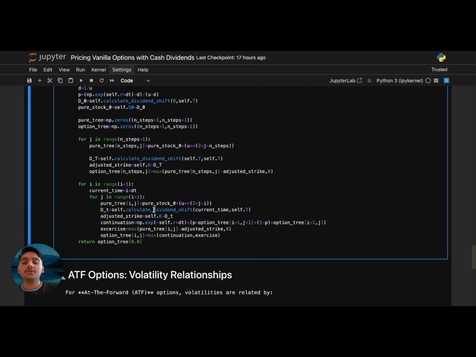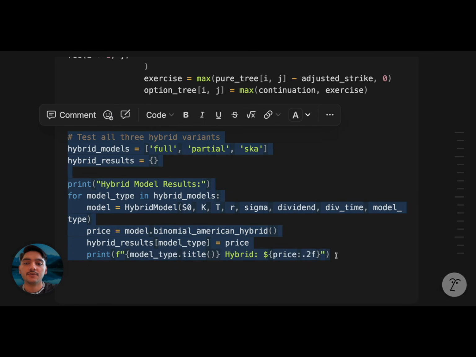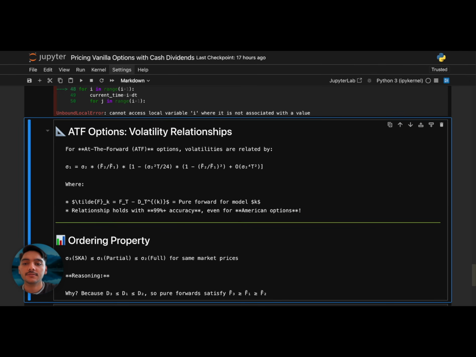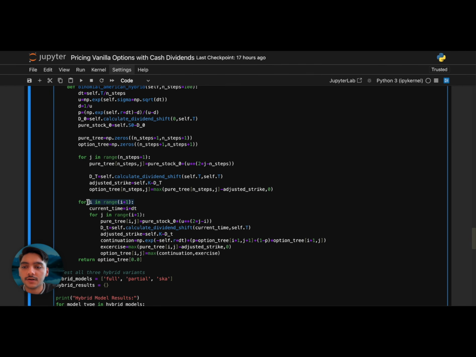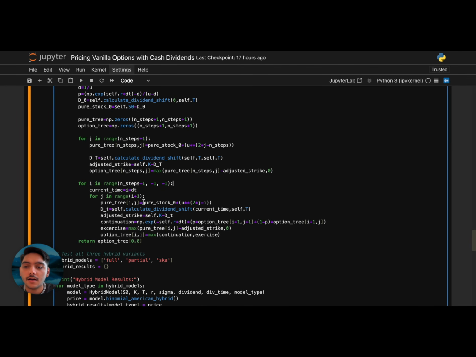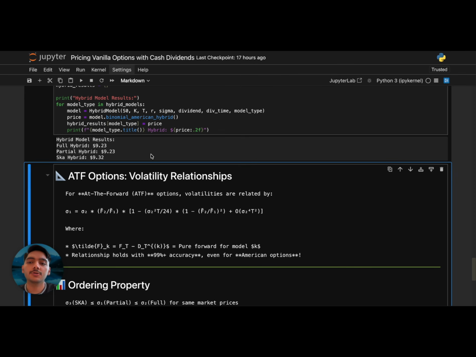Now let's just test all the hybrid models. So let me just write all the print statements for our easy reference. So actually the error was here, so I defined it like this. And another error is here, where I put a dot instead of a comma. So the full hybrid model returns 9.23, and the partial hybrid returns 9.23, and the SK hybrid returns 9.32.